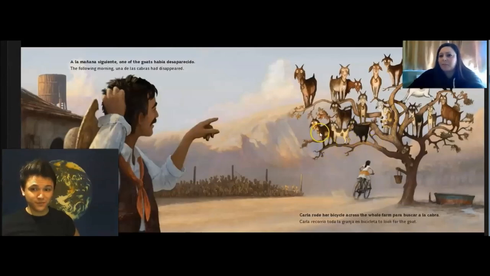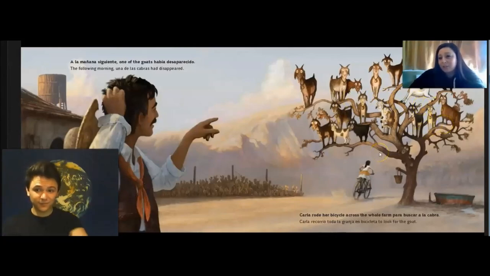If I look at this first branch, I see 1, 2, 3, and I'm wondering if that will work. What do you think? Do you want to give it a try? Okay, let's try. So if I think there's 3 goats on every branch, I would need to skip count by 3s. So I could count 3, 6, 9, 12, 15, 18, 21.